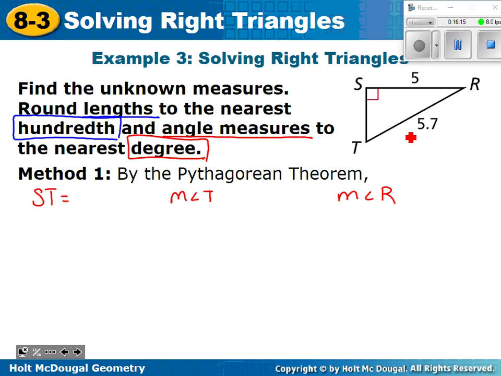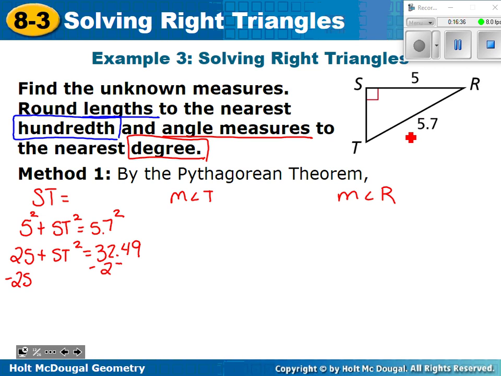Pythagorean theorem. So let's find ST using Pythagorean theorem. So we have 5 squared plus ST squared equals 5.7 squared. I know 5 squared is 25. Help me out with 5.7 squared. 32.49. We're going to subtract 25. And we get ST squared is equal to 7.49. Is that correct? Yep.